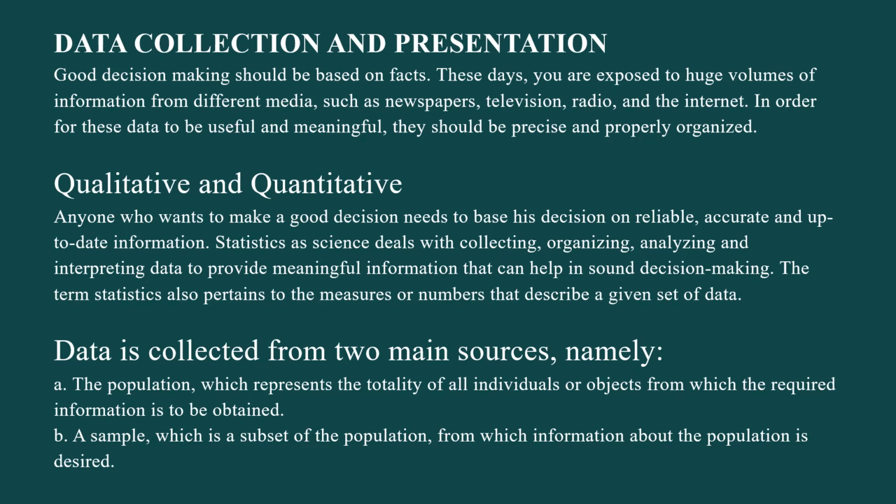The term statistic also pertains to the measure of numbers that describe a given set of data. Data is collected from two main sources, namely A. the population, which represents the totality of all individuals or objects from which the required information is to be obtained. B. A sample, which is a subset of the population from which information about the population is desired.